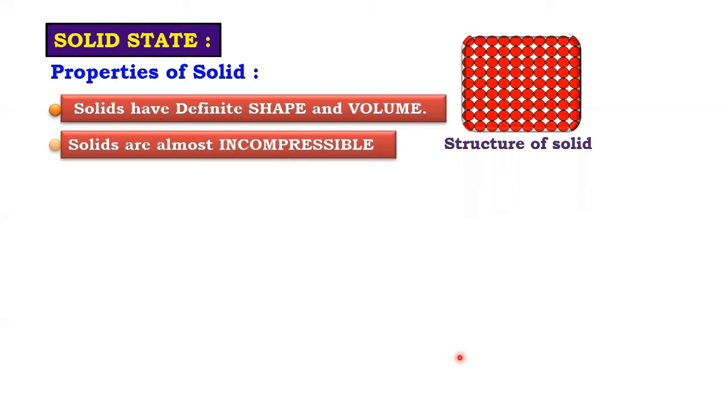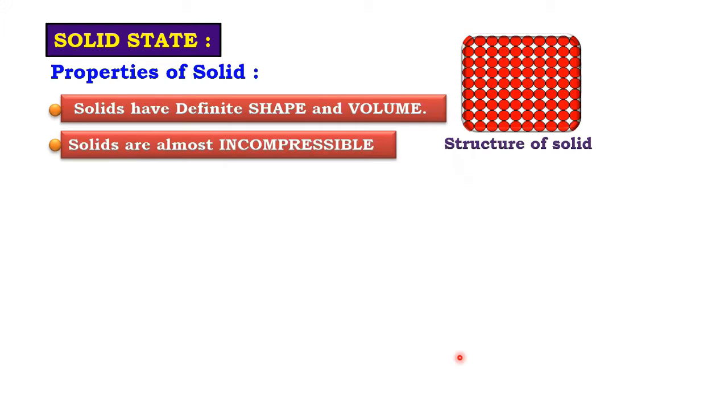आगे देखते हैं. The next one is solids are almost incompressible. To understand this property, first we will understand the meaning of compression. What do you mean by compression? To squeeze something. Whenever you're squeezing something, you're compressing it, correct? So if you are saying incompressible, it means that solids cannot be squeezed. आप उसको दबा नहीं सकते हो, आप उसको छोटा नहीं कर सकते हो, right?